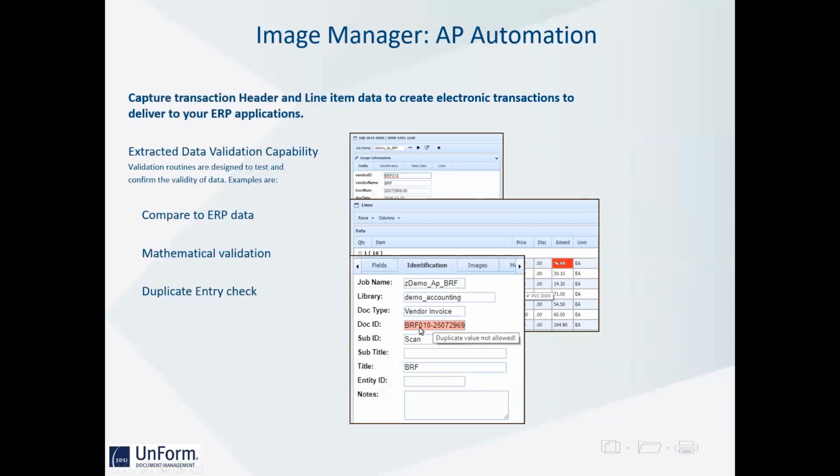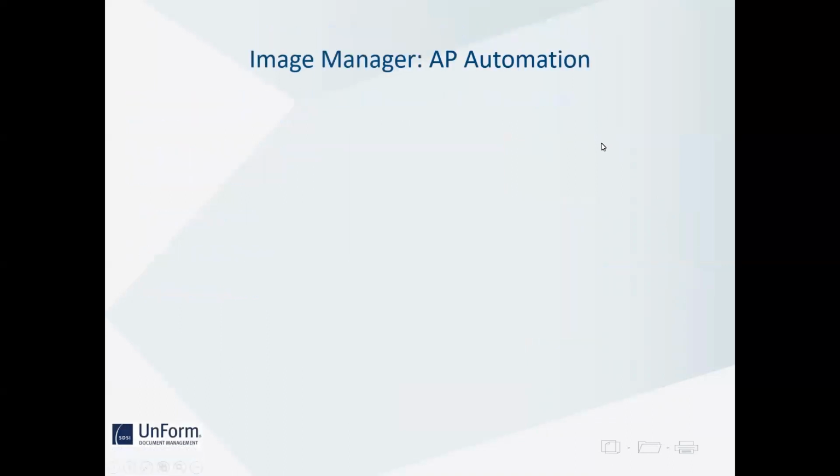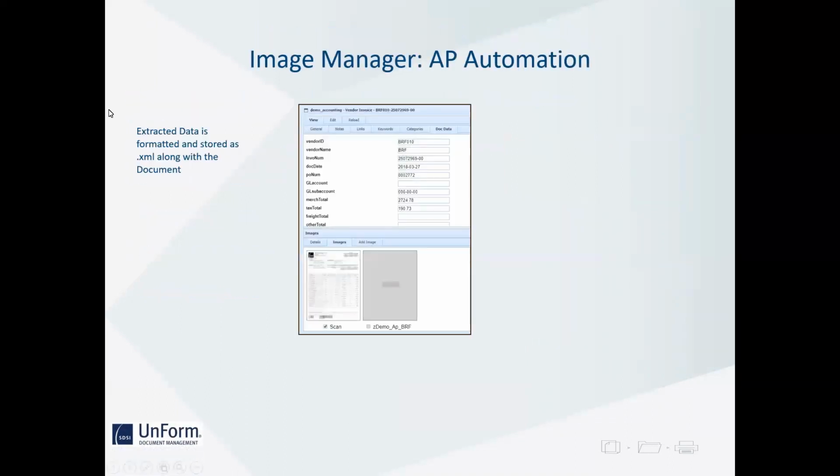Another good example is duplicate entry. As documents come in, we can check and see if they already exist in the archive. If they do, we can flag it to stop so that somebody can research it prior to actually finishing that document. Then once that document comes through, we're going to push the document into the archive along with the XML data that we extracted from it.